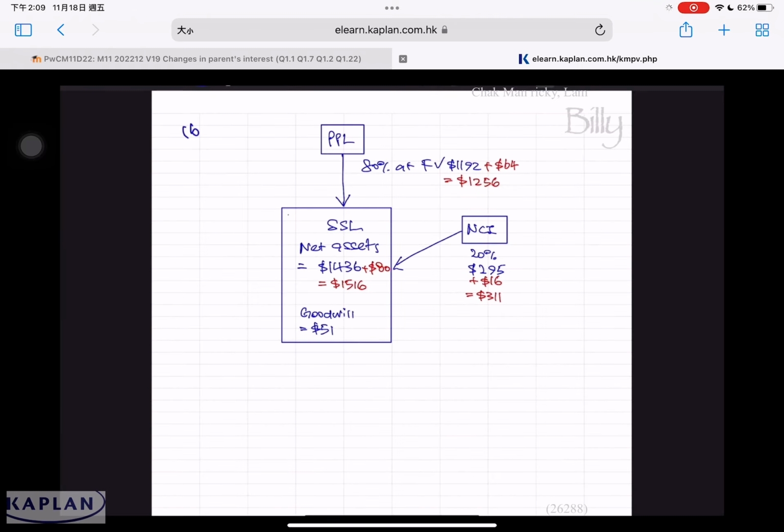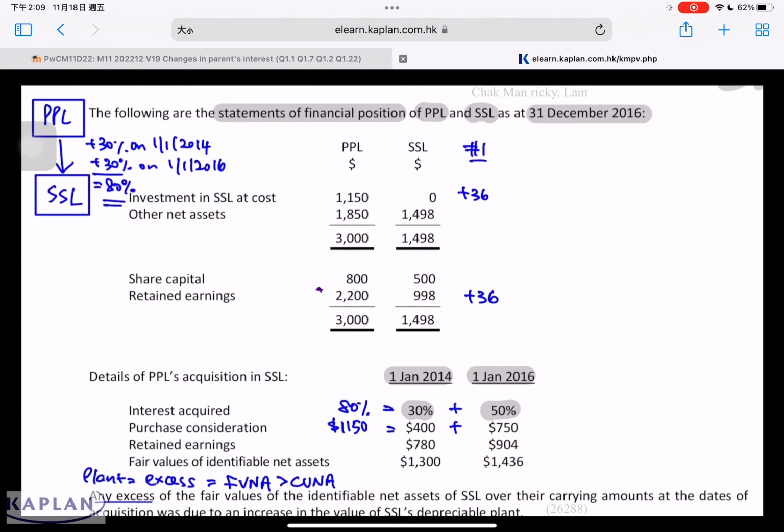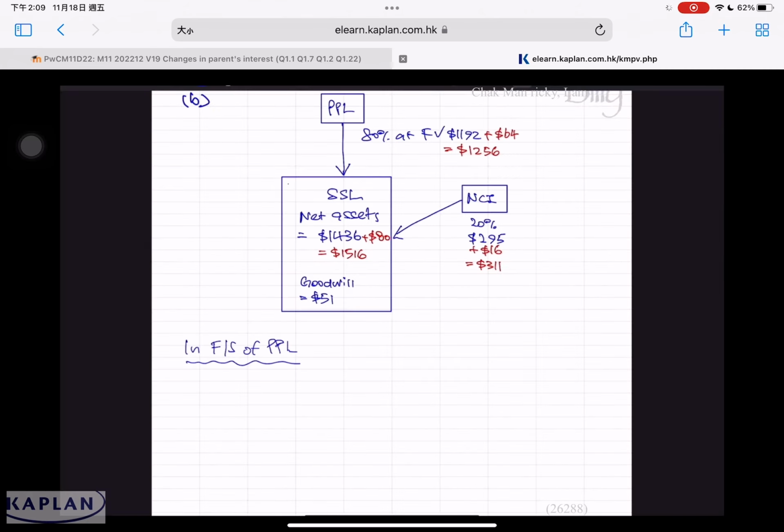Now we look at part B. In the financial statements of PPL, in PPL's own financial statement, how do you account for this 80%? In PPL separate financial statement, we treat this as investment in shares at cost, increased by another 10%. It's just buying another asset. In the separate financial statement, we purchase another 10%: debit investment, credit cash, 170.